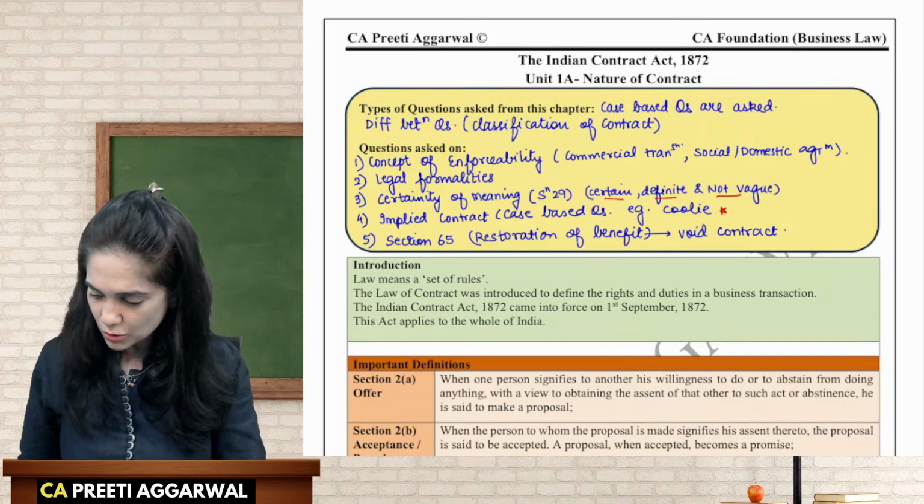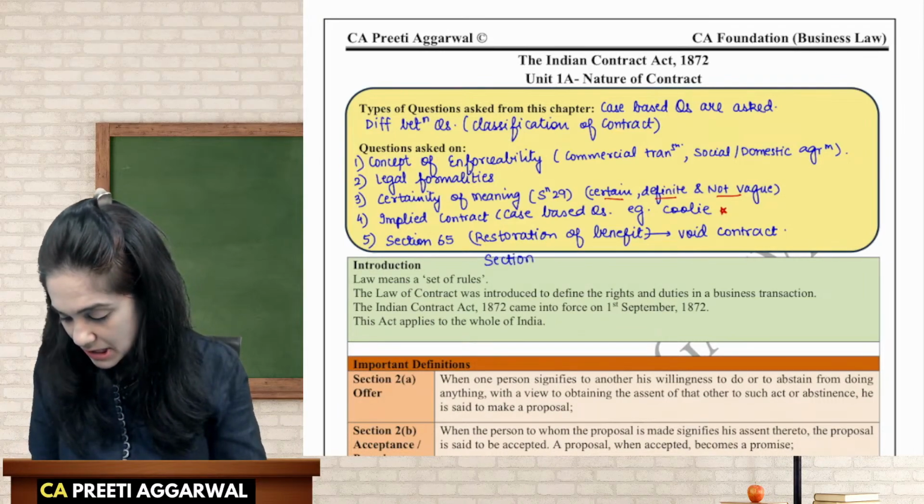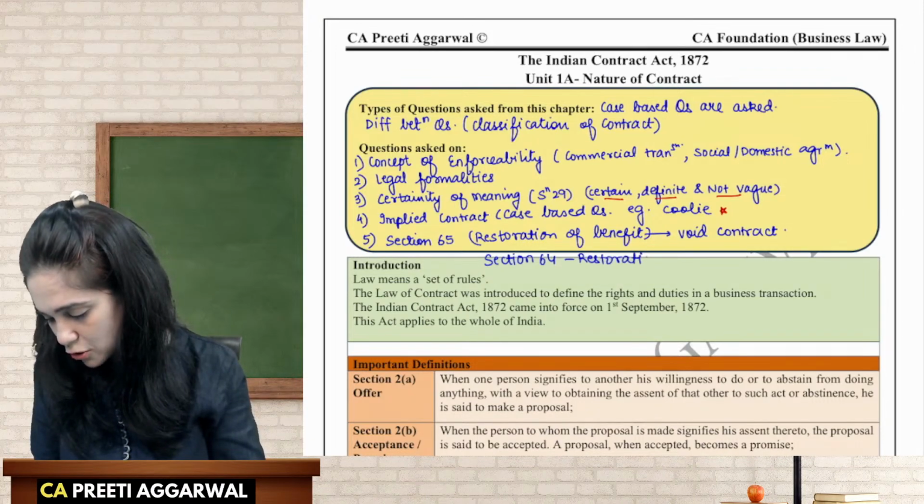Okay, so in here, yes, I was telling you about section 64. Section 64 talks about restoration of benefit in case of voidable contract.